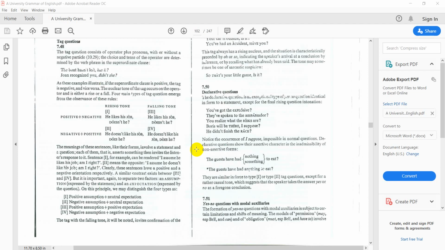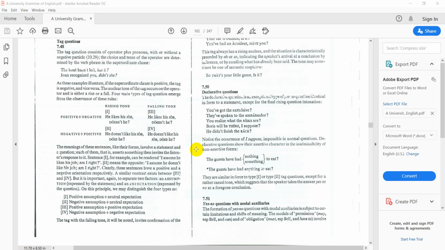Everything there, keep it as it is. You only raise your tone at the end of the sentence and use a question mark. If the sentence is negative, or if it is affirmative, don't change anything. Use it as it is and only raise your tone at the end of the sentence and put a question mark only. Okay. They are similar in force to type 1 or type 2 tag questions.